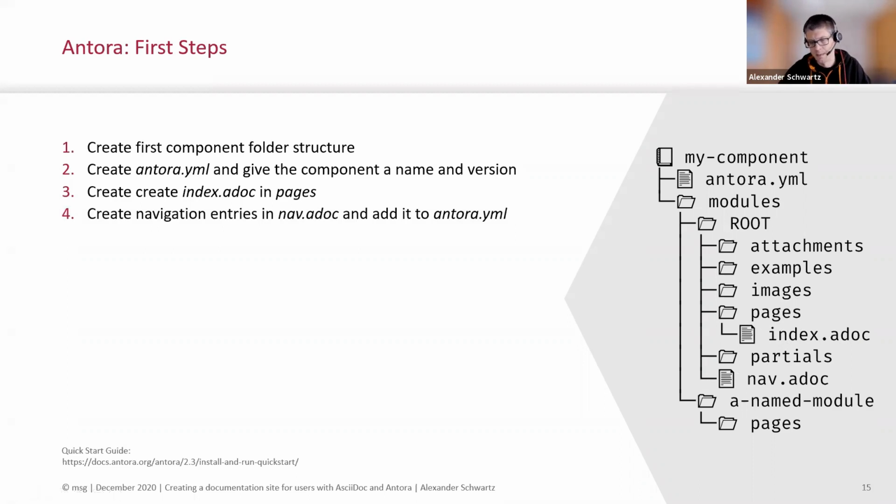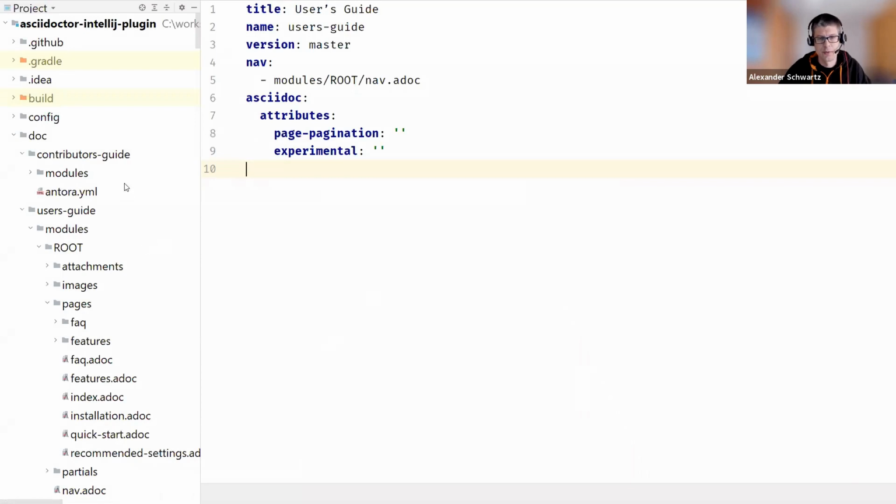Let's look at this live, and I switch to IntelliJ, and I will show how the setup works for the IntelliJ plugin for AsciiDoc, which is using Antora to publish its own documentation, and we're now looking at the structure that we have here.